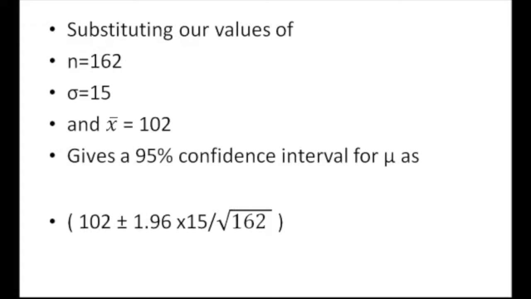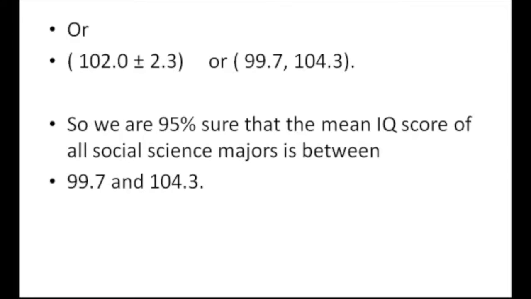Substituting our values of n equal to 162, sigma equal to 15, and x bar equal to 102 gives a 95% confidence interval for mu as 102 plus or minus 1.96 times 15 divided by the square root of 162, or 102 plus or minus 2.3, or equivalently 99.7 to 104.3. So we are 95% sure that the mean IQ score of all social science majors is between 99.7 and 104.3.